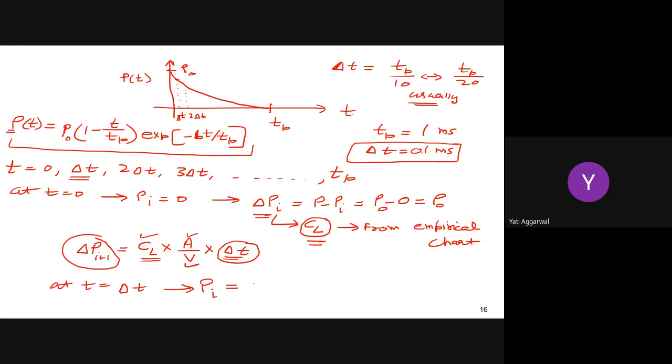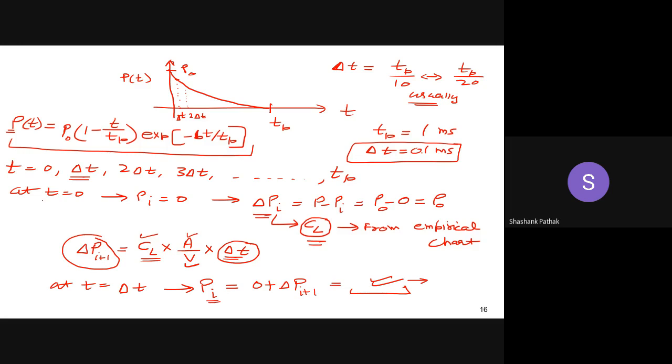Sir, we can add delta P to the initial PI. Initial PI was zero. Very good. We can add this delta PI plus 1 to this zero value to get the PI value. Very good. Excellent. So that's how we get our PI. After this, again, what do we have to calculate?